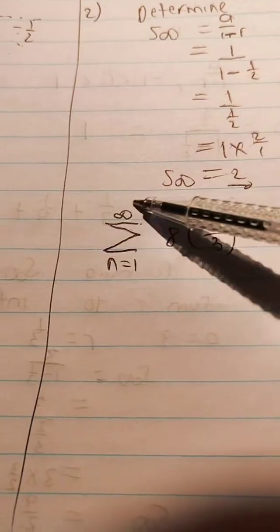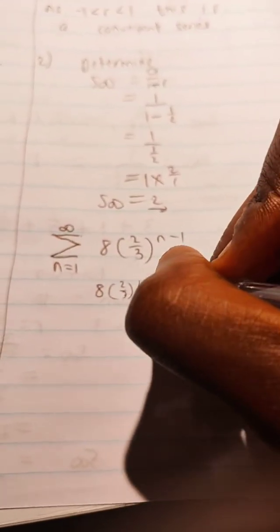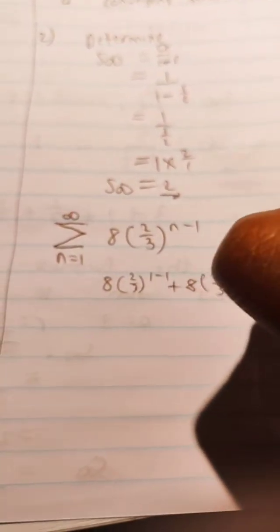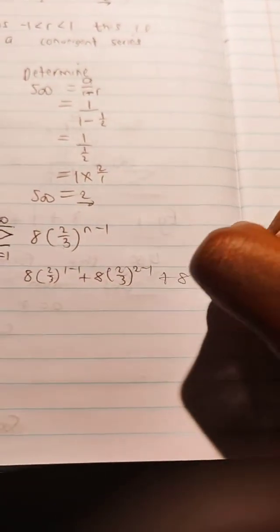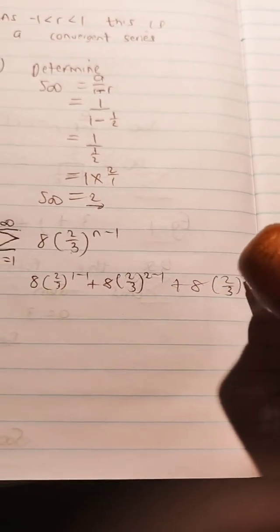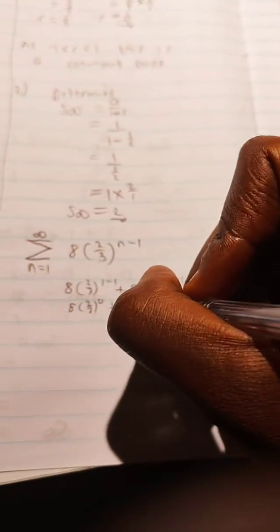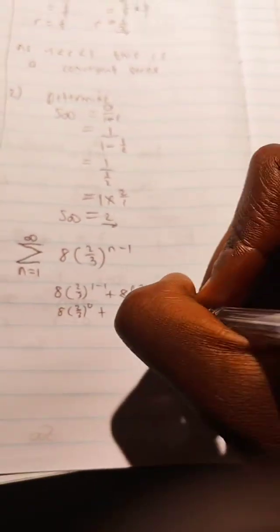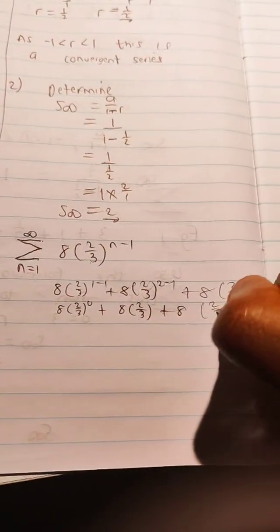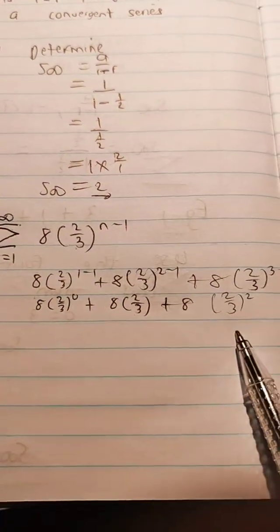Remember, we said this is for the last, and we said this is the first, the substitution. So in this problem, we can go ahead and substitute the first, substitute the next number, substitute the other next number. All right, so that we have at least the first three terms. So we have 8(2/3)^0 plus 8(2/3)^1 plus 8(2/3)^2.